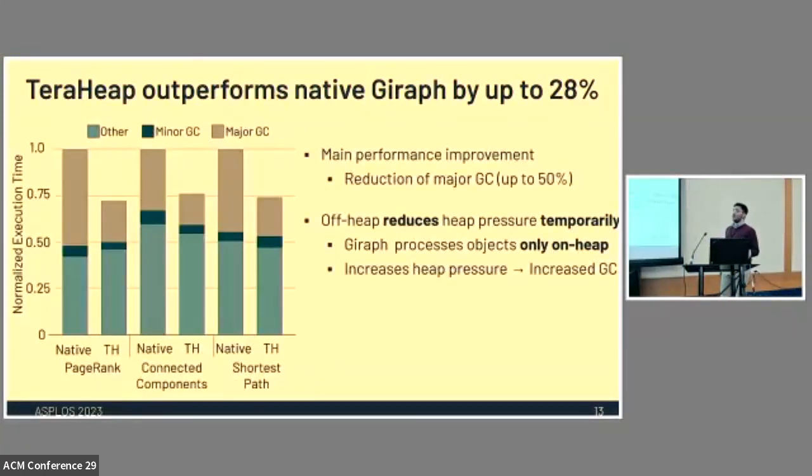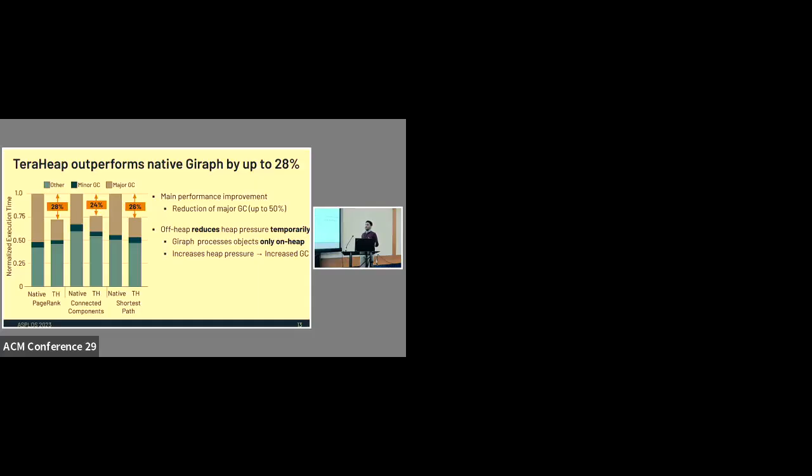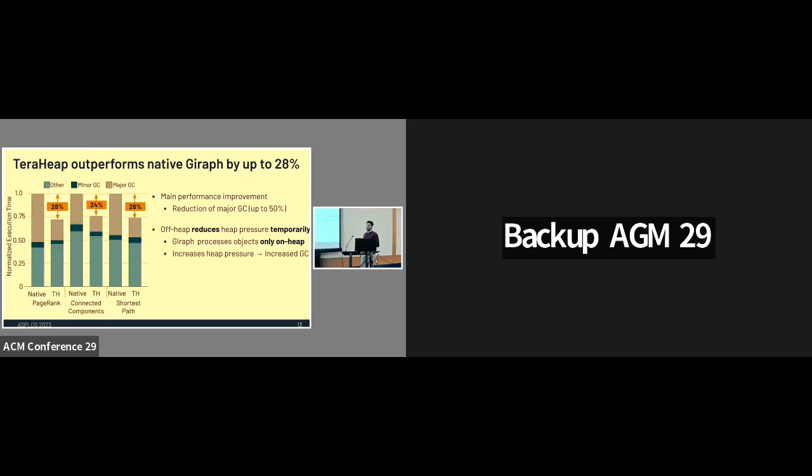Next, we show the performance of TeraHeap compared to native Giraph, which moves objects outside the managed heap, again with the same amount of DRAM, using PageRank, connected components, and shortest path. TeraHeap outperforms native Giraph by up to 28%, and the main performance improvement now is from the reduction of the major garbage collection up to 50%. Giraph moves objects outside the managed heap to reduce the memory pressure, but when it needs to fetch this data inside the heap for processing, this introduces additional overhead and pressure inside the heap, and increases the garbage collection cost.